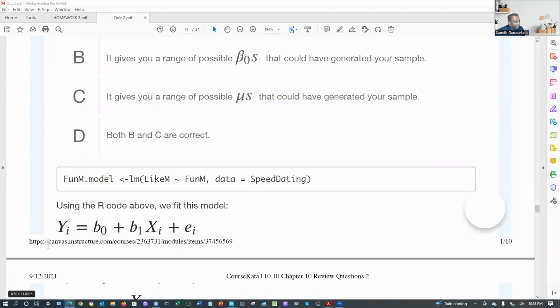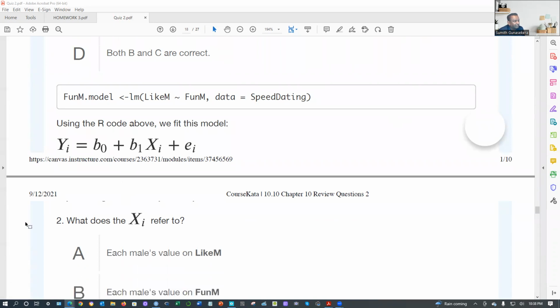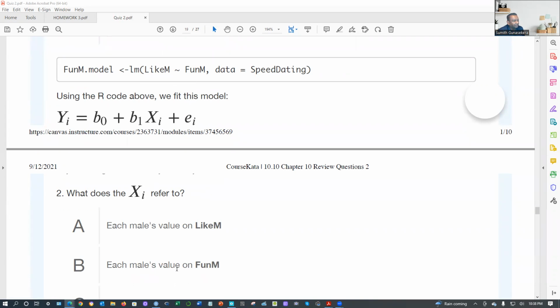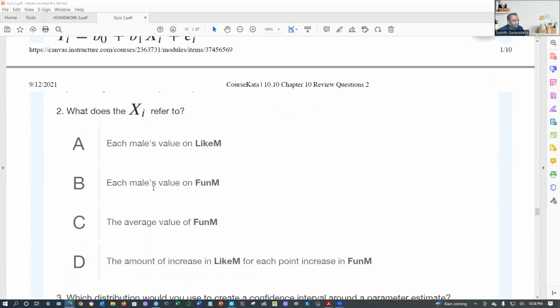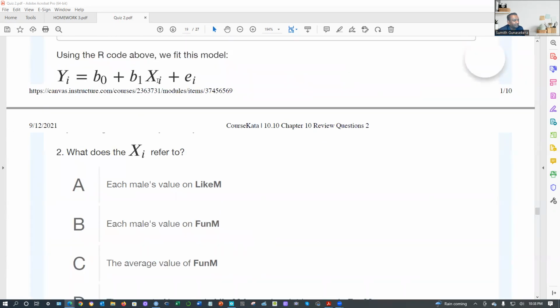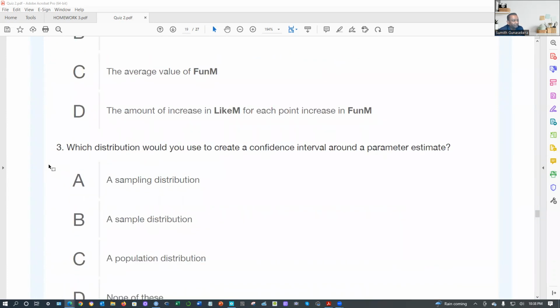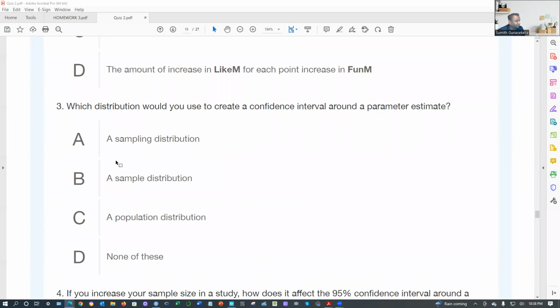Using the R code above, we fit this model. What does the X1 refer to? X1 is fun name. Each male's value on fun M. Which distribution would be used to create a confidence interval? It's very easy. Sampling distribution for sure. Not the sample distribution, not the population.